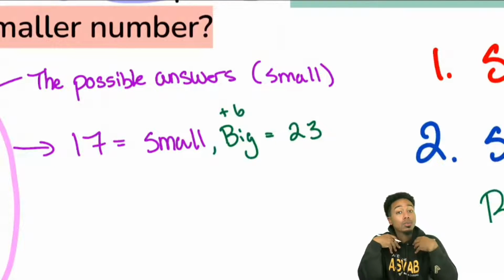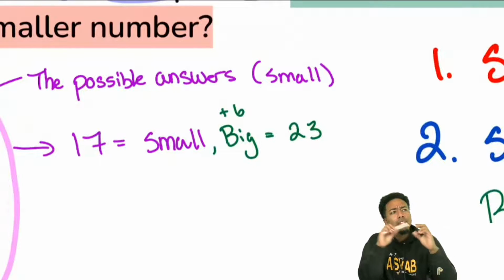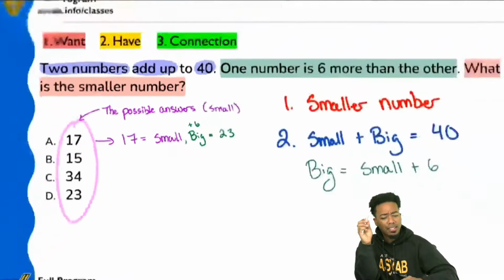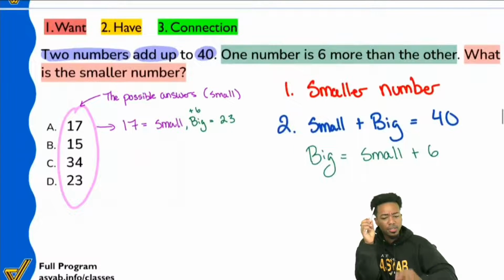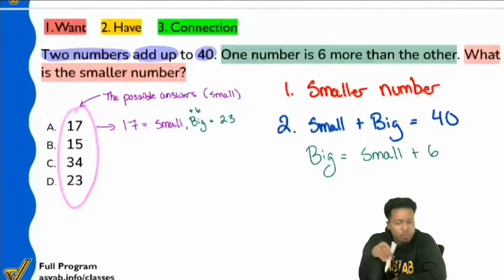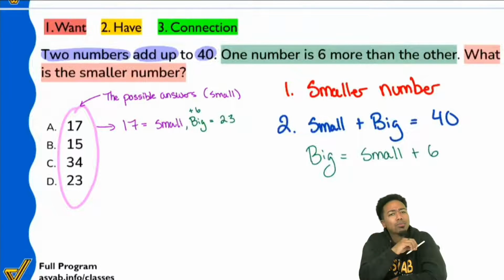Because we know that, again, the big number is 6 more than the small one. We can say that confidently. But that wasn't the only thing that was true about this problem, was it? Sure, the big number is 6 more than the small number. But what was the first fact that we drew out of this? The big was small plus 6. What was the other true fact that has to be true about this problem? Yeah, they have to add up to 40.